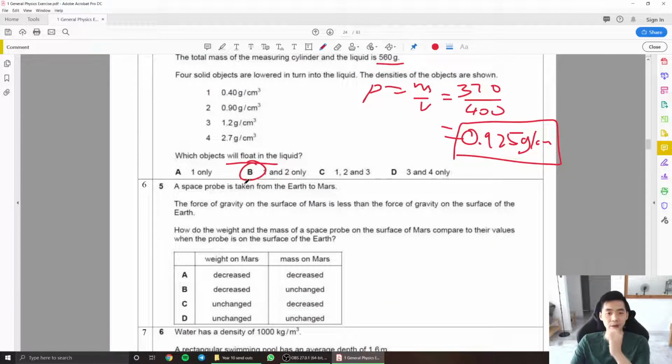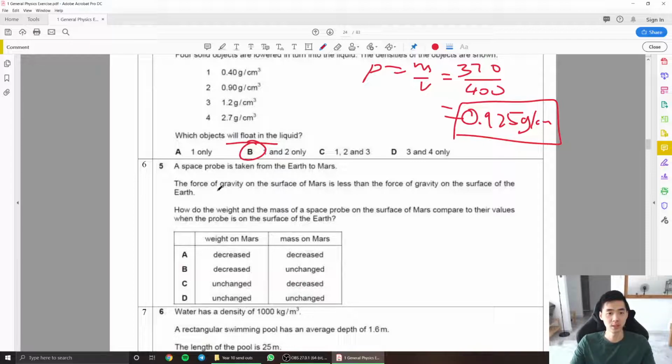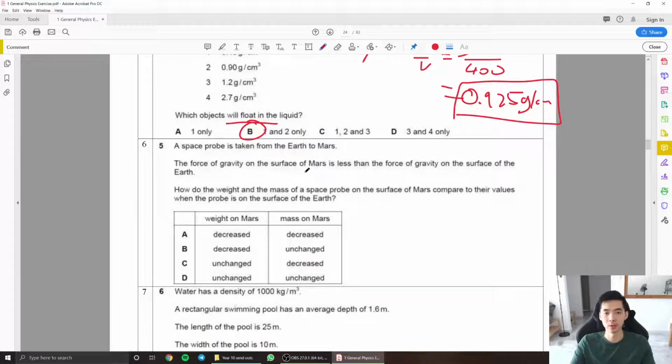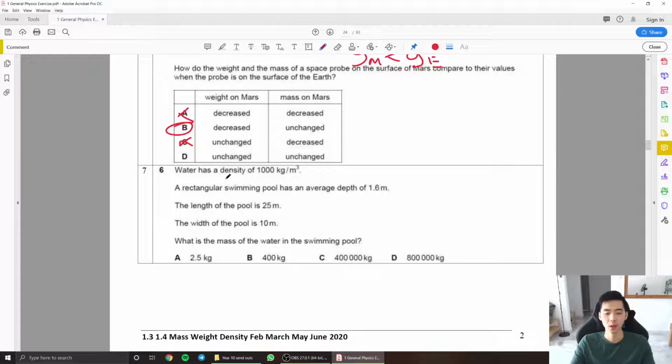The space probe is taken from Earth to Mars. The force of gravity on the surface of Mars is less than the force of gravity on the surface of the Earth. Basically, they're saying that the gravity of Mars is less than the gravity of Earth. How do the weight and mass of the space probe compare to the values on Earth? Mass is definitely going to be unchanged. So the answer is definitely going to be between B and C. Weight on Mars is definitely going to decrease because it has less gravitational field strength. So B is definitely the answer here.